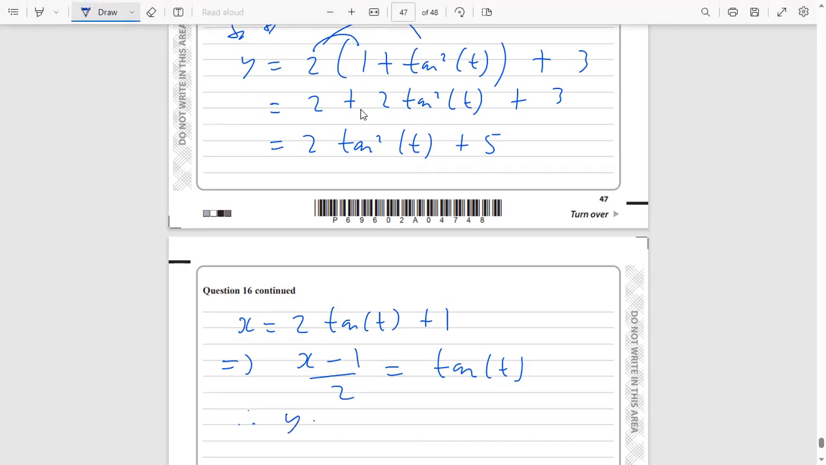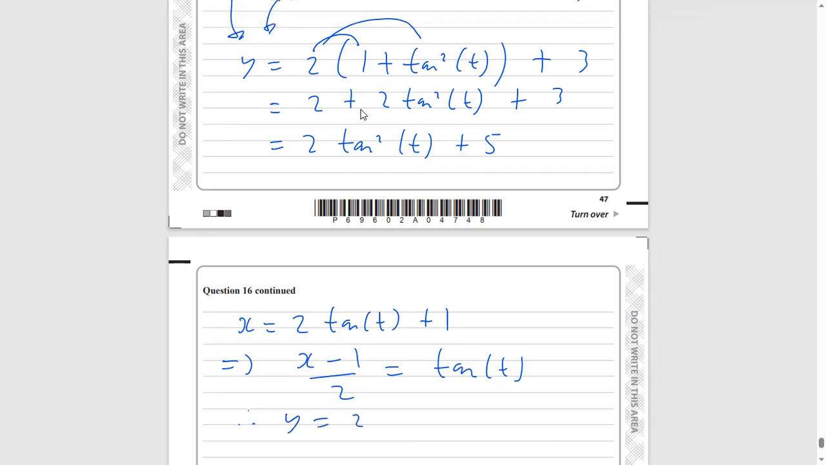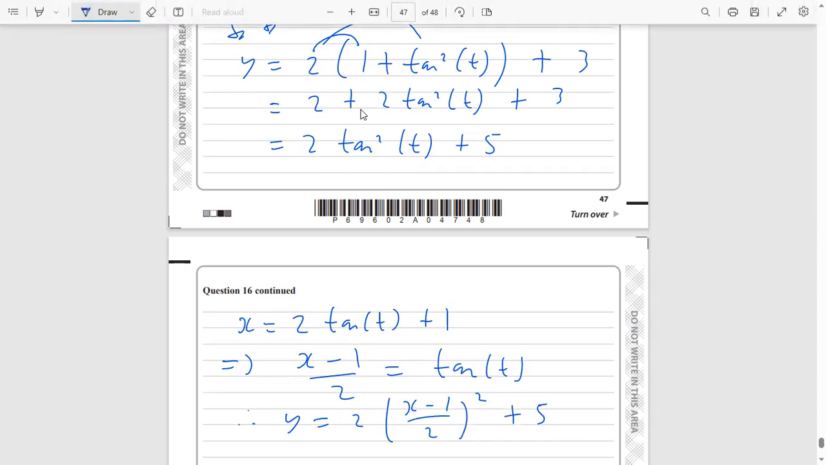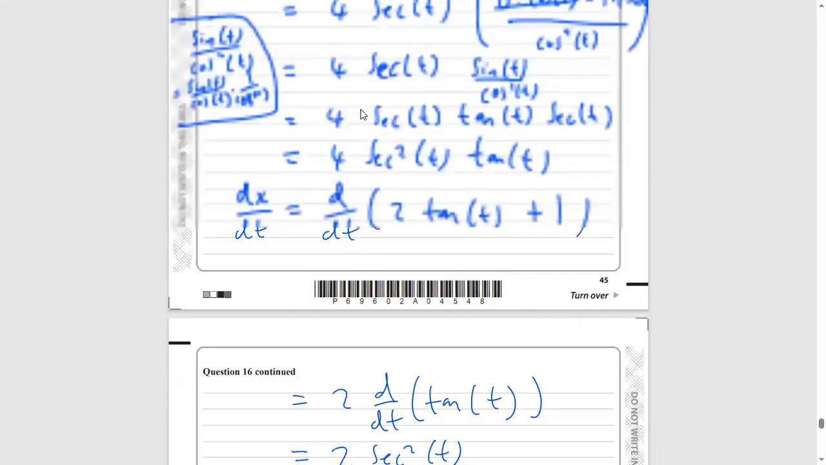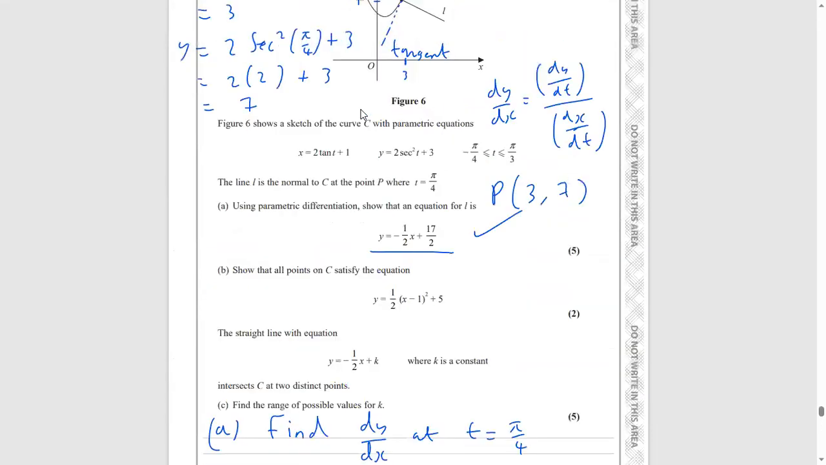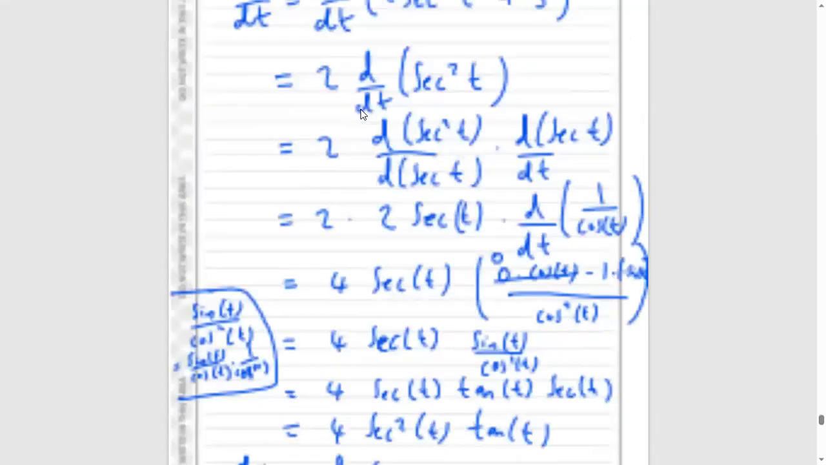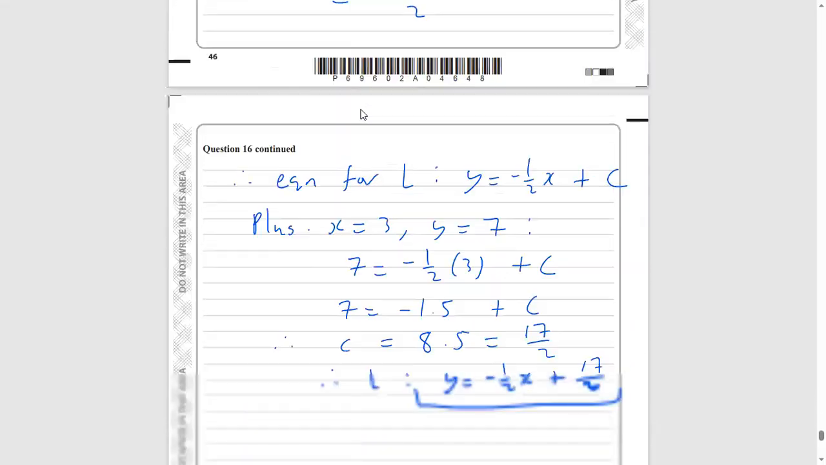So therefore we get y equals 2 times tan squared. Well, that's just going to be this, isn't it? So x minus 1 over 2 all squared, and then plus 5 at the end there. If we just go back to the question and see the format that the question wants us to have it in, it's a half times x minus 1 all squared plus 5 at the end. So yeah, we're nearly there.